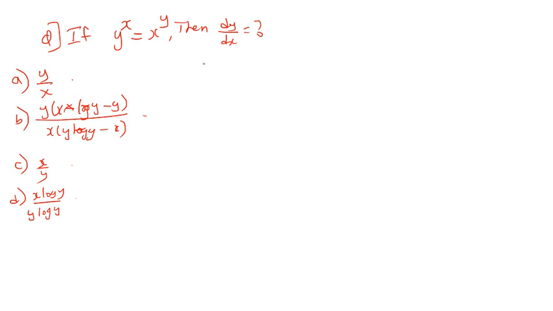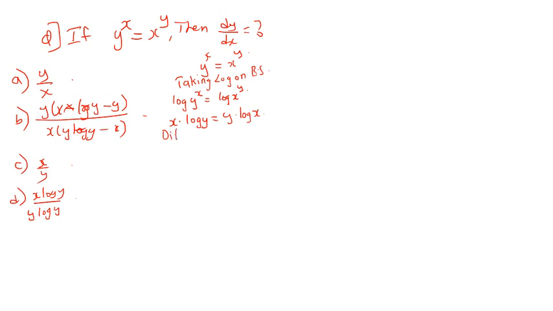By that time, I'll be writing this question here. Write the question as it is: y to the power of x equals x to the power of y. So the first step is what? Taking log on both sides. So log of y to the power of x equals log of x to the power of y. So here what happens? x into log y is equal to y into log x.